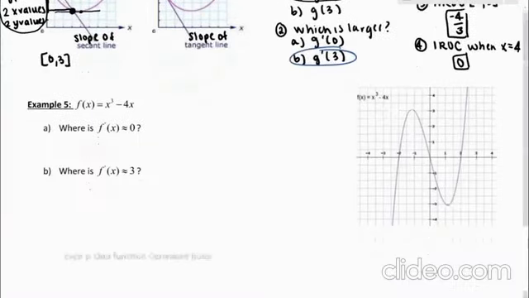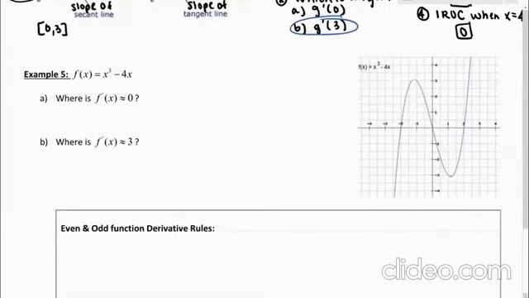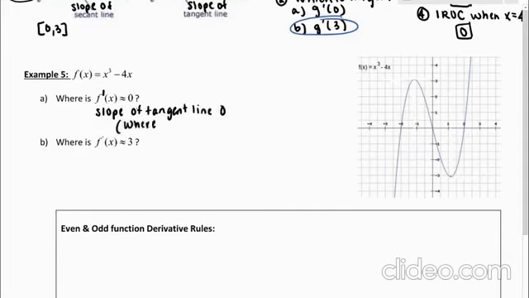So now if we look at example 5, this gives us a function f of x equals x cubed minus 4x, and we have the graph here for us. Part A says, where is f prime of x approximately equal to 0? So this is saying, when is the slope of the tangent line 0? Or another way to think of it is, where is the tangent line horizontal?